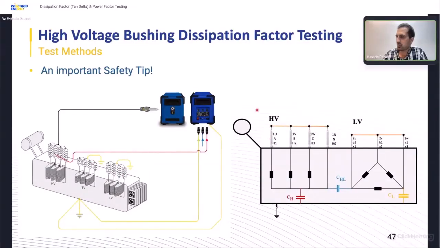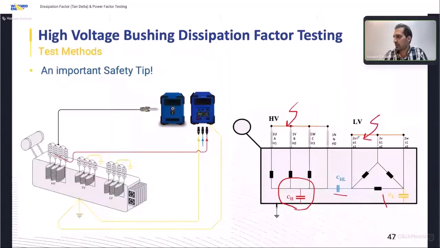Why? When we apply voltage from the HV side of the transformer, here we have 10 kV. So this 10 kV comes to the CHL. Then with CHL and CL, we will have an induced voltage here. Maybe I apply 10 kV from here, and I will get 5 kV or higher voltage here. So if the operator touches LV bushings, he will get an electric shock, and in some cases it's really dangerous. So always be careful when we test HV bushings.